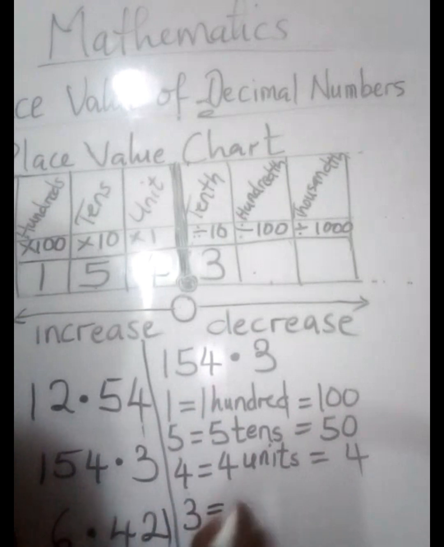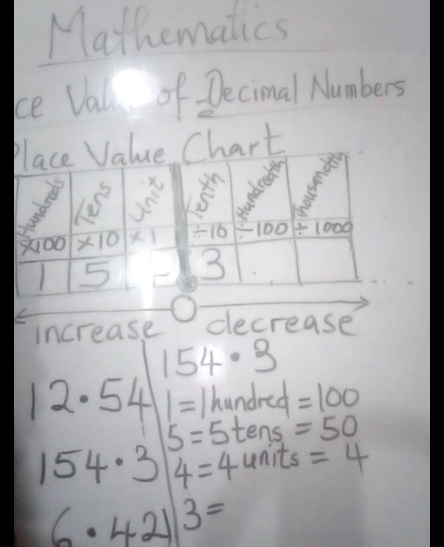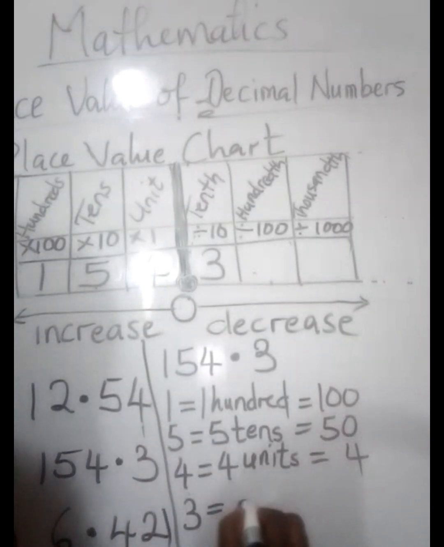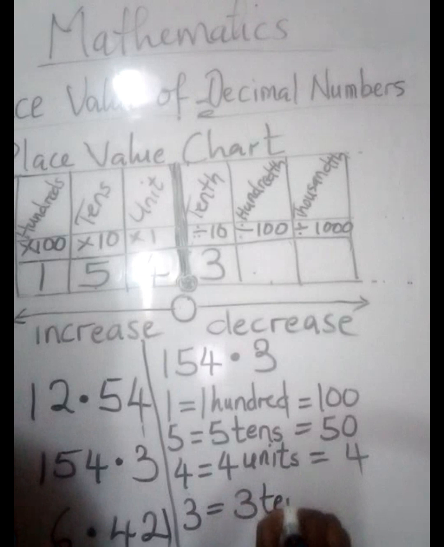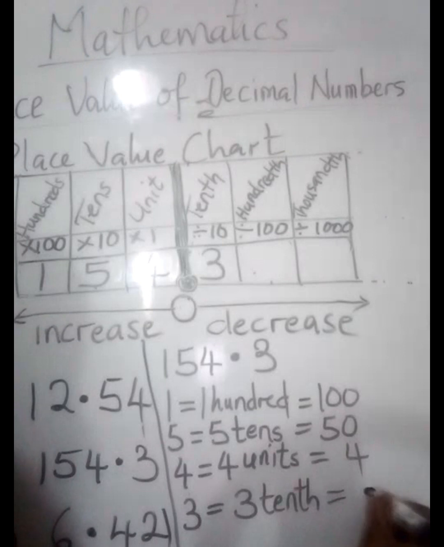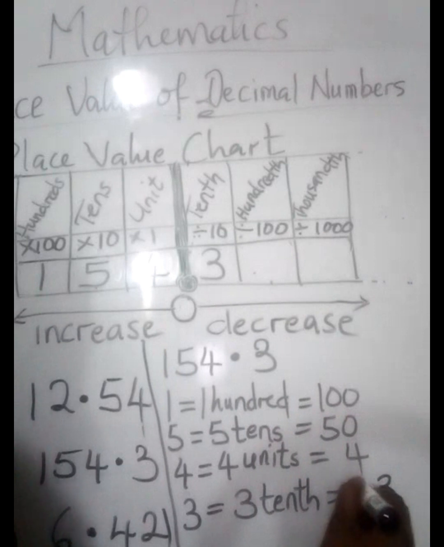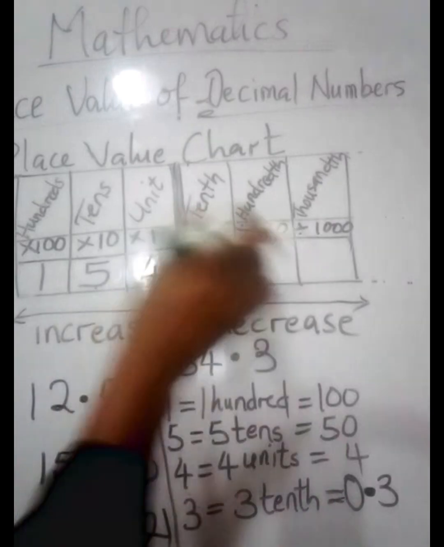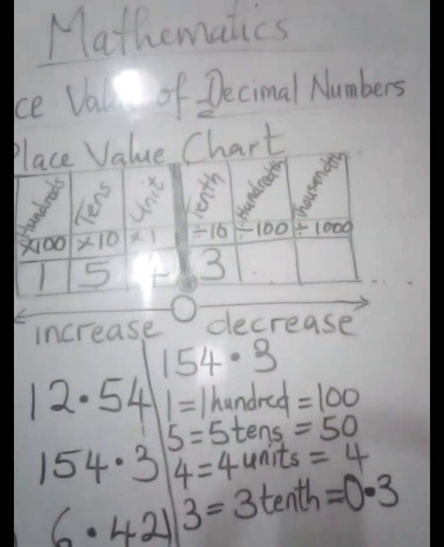Remember, your 3 comes after the point. So your 3 comes under tenths, which is 3 tenths with a TH. And that means you write 0.3 because it comes after the point. You must show the point. And I told you, point any number is the same as 0. that number. So these are the different values of these digits.